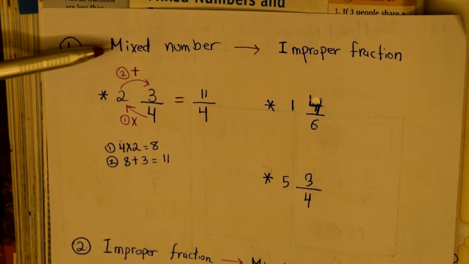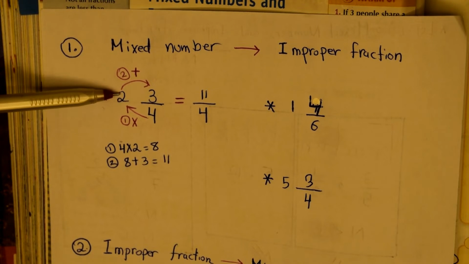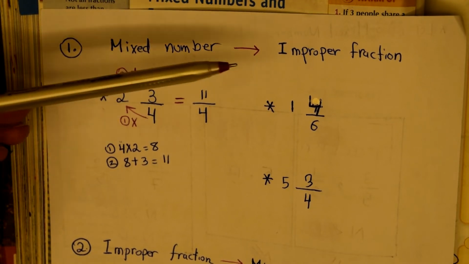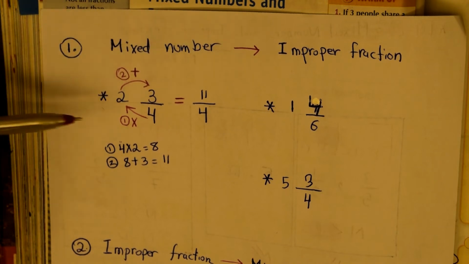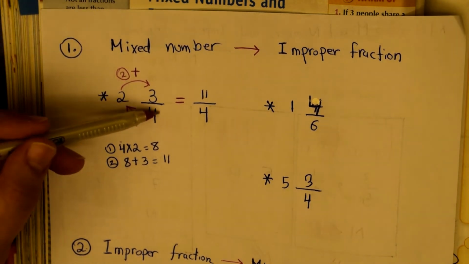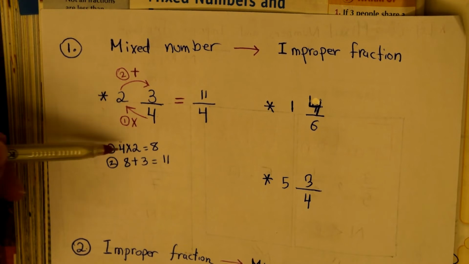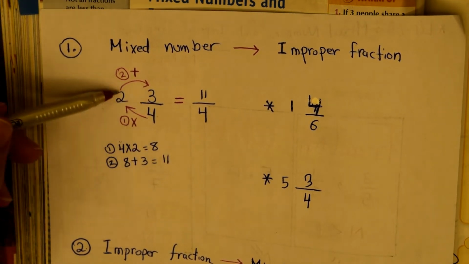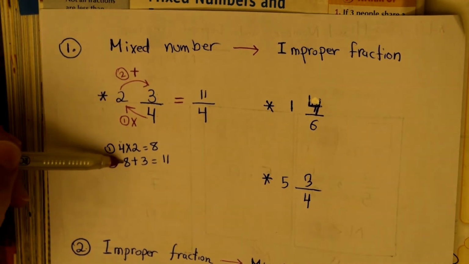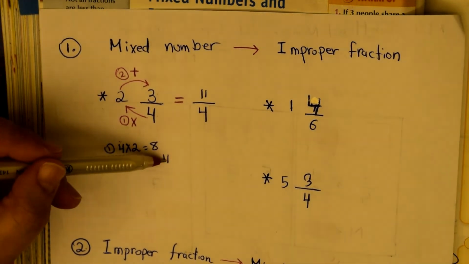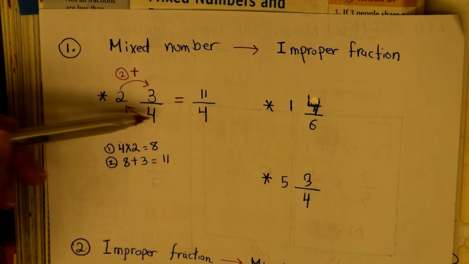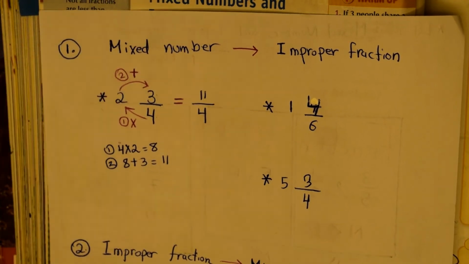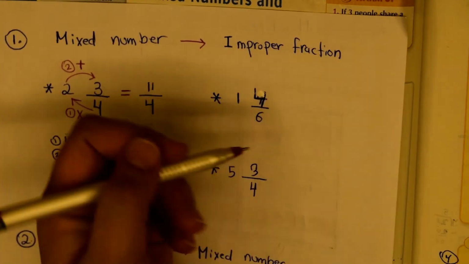So here I have a mixed number 2 and 3/4. I want to find the improper fraction. So the first step, I will multiply the denominator with the whole, like 4 times 2 equals 8. Then I will add the answer to the numerator. 8 plus 3 equals 11. So again, I will multiply denominator by the whole, then I will add it to the numerator. Here we will solve this now.